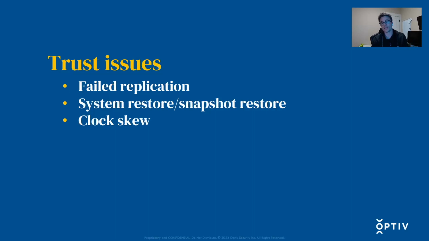Another common way is system restore or virtual machine snapshot restores. Say you've got a technician that's troubleshooting an issue, and ultimately their conclusion is, we just want to roll this back to its last known good config. But if that good config is 30 days prior, the password has changed since then, so it's going to roll back to an old password while the domain is aware of a newer one, and that could cause that trust relationship to fail.